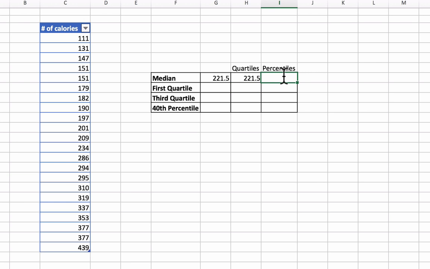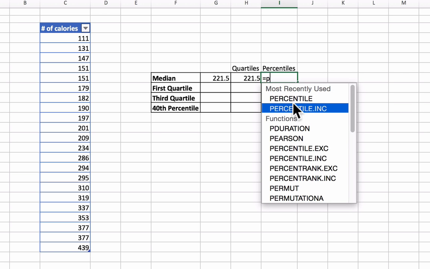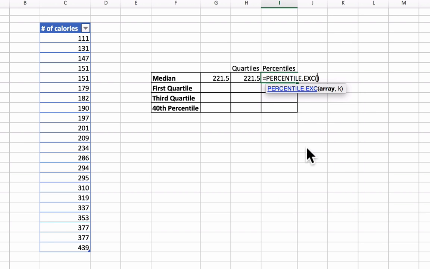And if we're going to use percentiles, there is a function for percentiles, and we're going to use percentile EXC. So I highlight the data in my table, press comma, and I have to type 50 and percent, and then type enter. And again, I get 121.5.